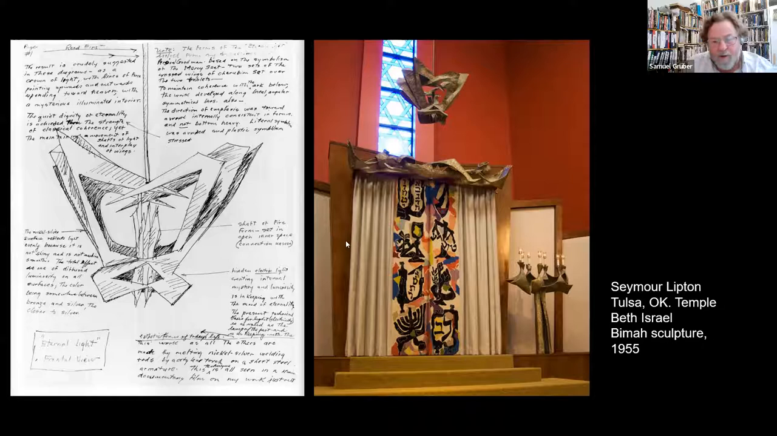And we have a whole group of very accomplished artists, many of them abstract expressionists, but working in various materials, especially the sculptors working in metal, and they're creating new forms for old types of ritual furnishing. So here in Tulsa, we see the artist Seymour Lipton designing a ner tamid out of metal, and then you also see this very expressive menorah off to the side.